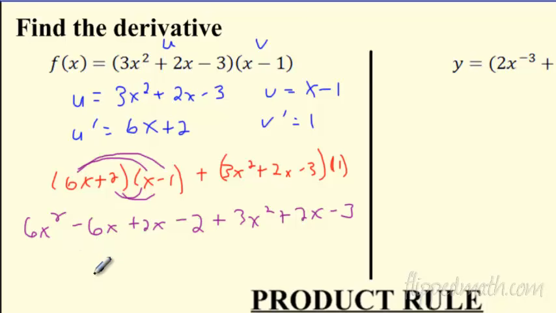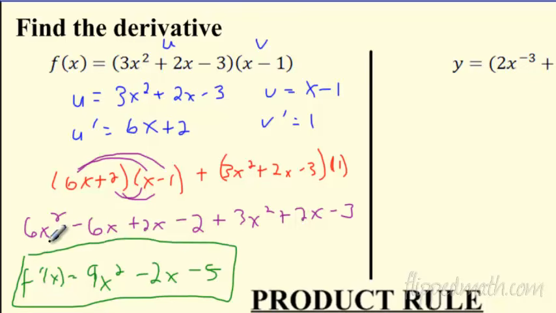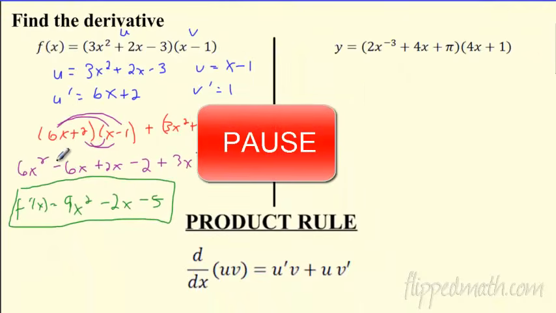So I've got what? 9x squareds, and how many x's? Minus, plus, and plus. Is that minus 2x? Negative 6 plus 2, and then do your numbers. We've got minus 5. So the derivative of this one is 9x squared minus 2x minus 5. Awesome. Why don't you pause it, try the next one on your own, and see how that goes.